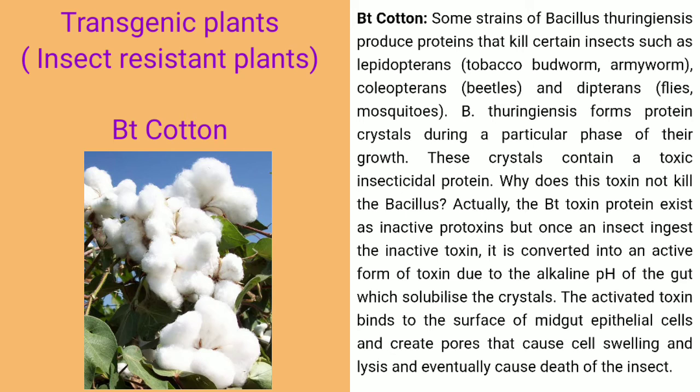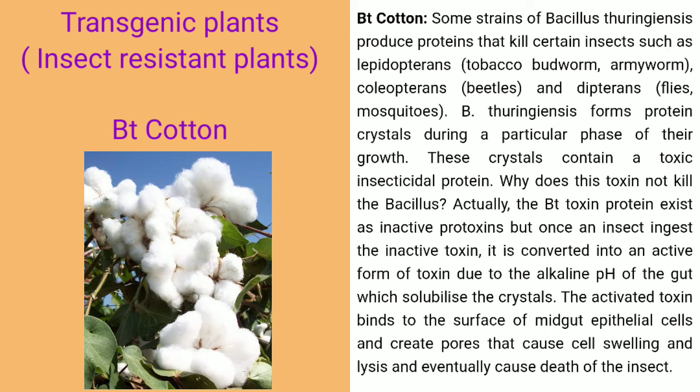Similarly, for corn, there are some other genes, such as cry1Ab. So for different types of plants, different genes can be obtained from Bacillus thuringiensis, and they are specific to some plants, and in that way we get pest resistant plants. Similar other examples are also there for transgenes.